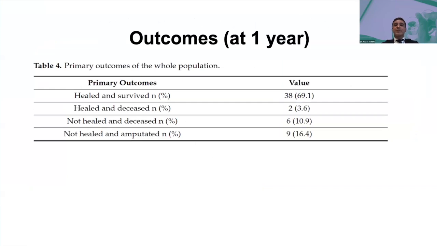What about outcomes? 69% of the patients healed and survived after 1 year of follow-up, 3.6% of the patients healed but deceased, 10.9% not healed and deceased, and 6.4% of the patients not healed and received major amputation. What is the rate if we focus on the rate of amputation?